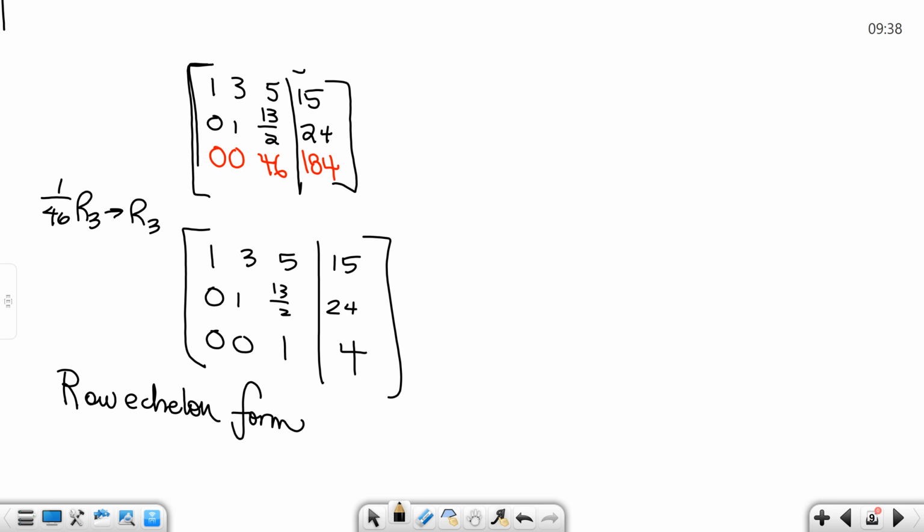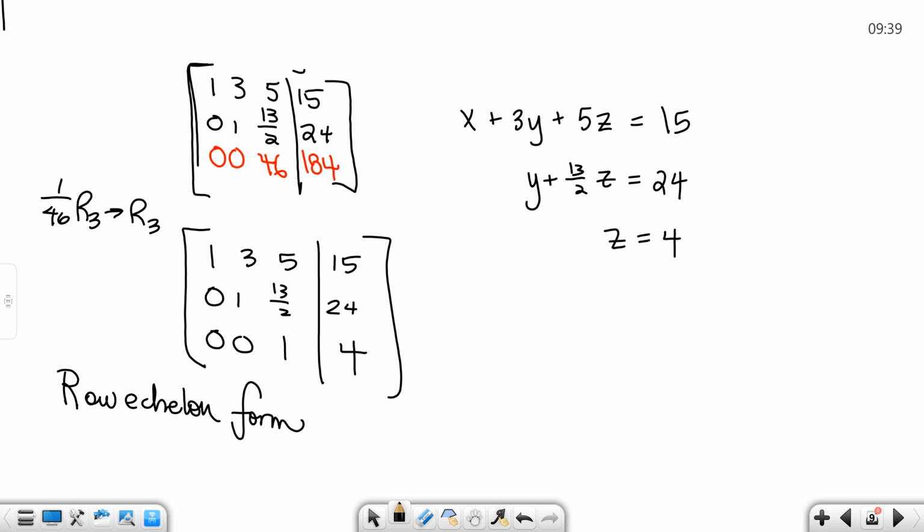All right, so here's where I put my x's back in. So this top line is actually x plus 3y plus 5z equals 15. And my middle row is y plus 13 halves z equals 24. And my bottom row is z equals 4. Because remember, it's x and y and z in those columns.